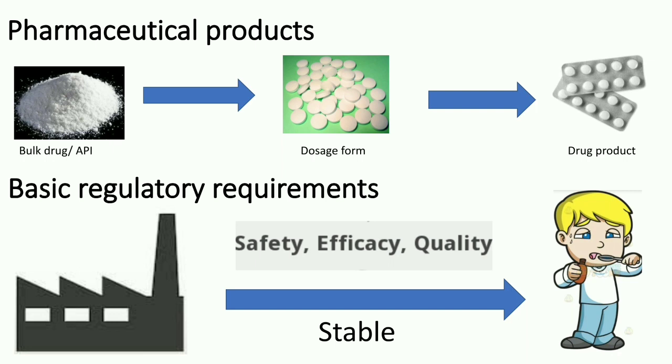So, let us start our discussion with the basic regulatory requirements to market a pharmaceutical product, which can be either a bulk drug or the drug product. We discussed earlier also that safety, efficacy, and quality are the three basic requirements to market any pharmaceutical product, and these requirements should be complied with not only at the time of their manufacture but until their consumption by the patient. That means the pharmaceutical product should be stable also.